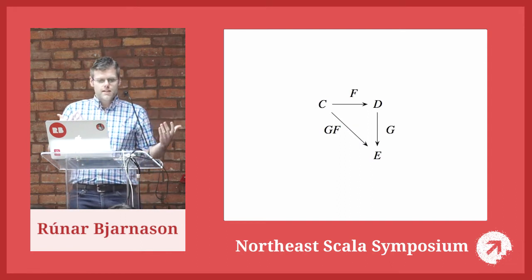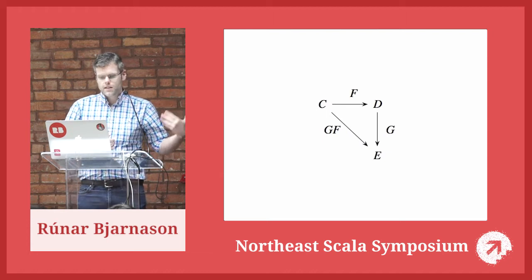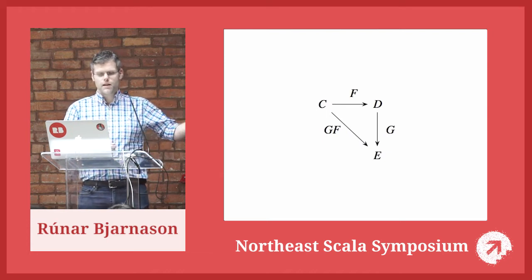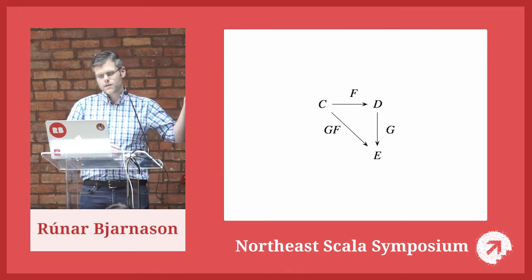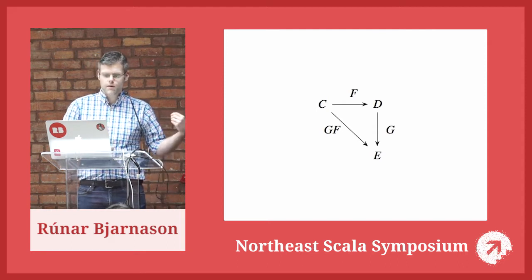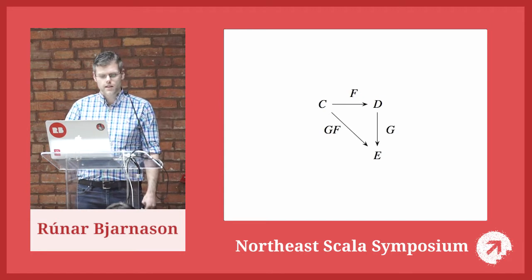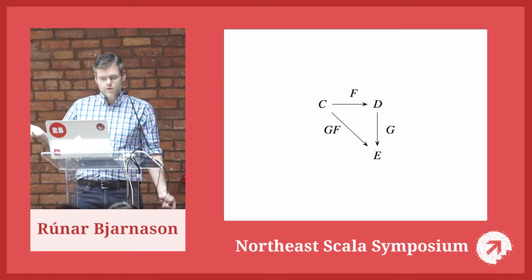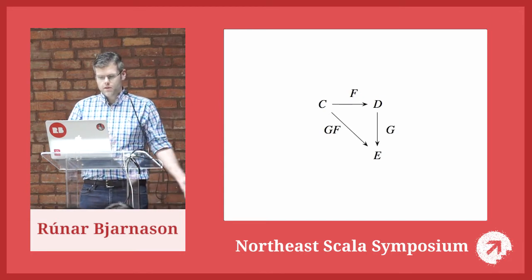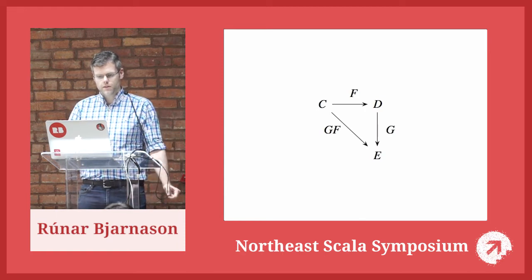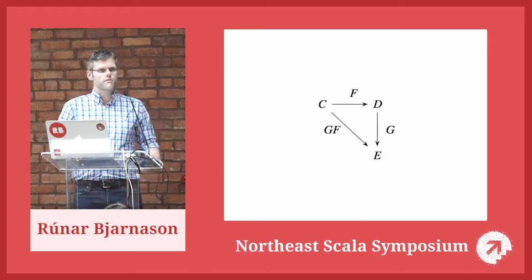So the situation is like this. We have some categories, C, D, and E. And F will map every object in C to an object in D. And it will map every arrow in C to an arrow in D. And it'll preserve the composition. It'll preserve the identities. And functors compose. So this diagram commutes. If we have a functor F and a functor G, we have a composite functor GF.